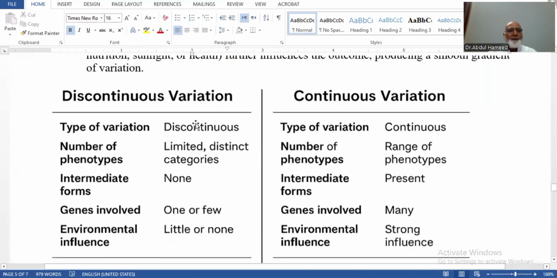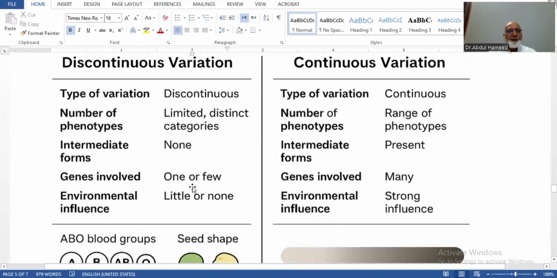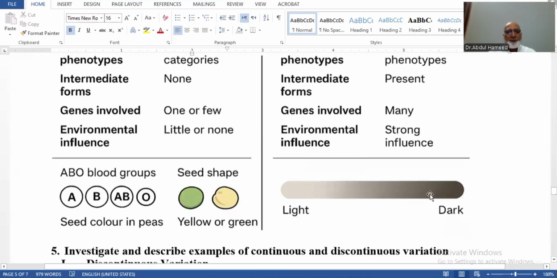So if we compare discontinuous variation with continuous variation: number of phenotypes, limited, distinct categories, whereas for continuous a range of phenotypes is there. Intermediate forms, no, but in case of continuous variations, intermediate forms are present. Genes involved, only one or few, but in continuous, many, more than one. Environmental influence, little or no, but in case of continuous variation, strong influence of the environment is there.